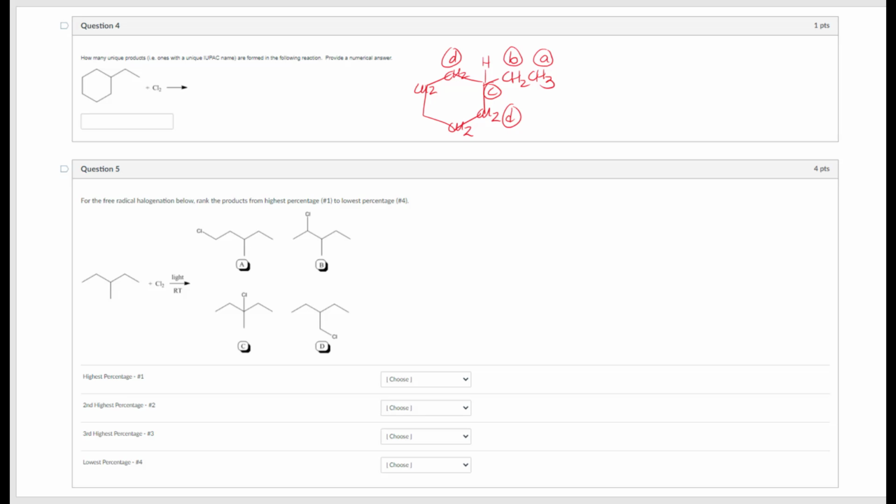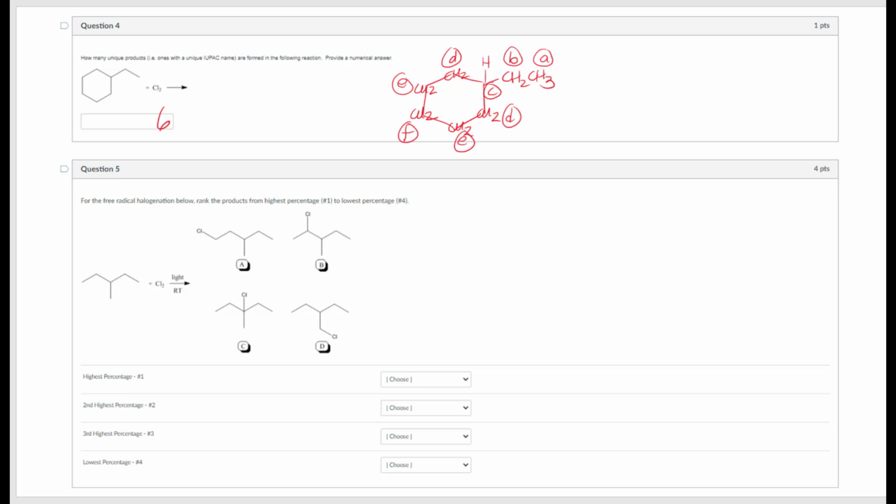1-chloro-3-ethylcyclohexane, and so they would be labeled as E's. And then finally the CH2 at the end that would give us 1-chloro-4-ethylcyclohexane would be F. And so in this case we would get 6 unique products that are possible from this free radical halogenation reaction.